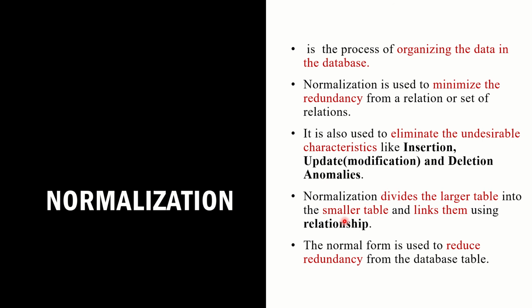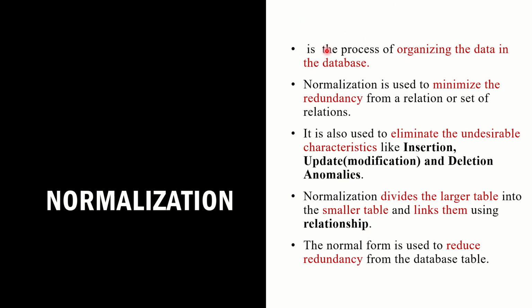Then, in normalization, how we will apply the normalization is we will divide a larger table into smaller tables, and the related tables will be linked using the relationship. Okay. So, these are the main points about the normalization.